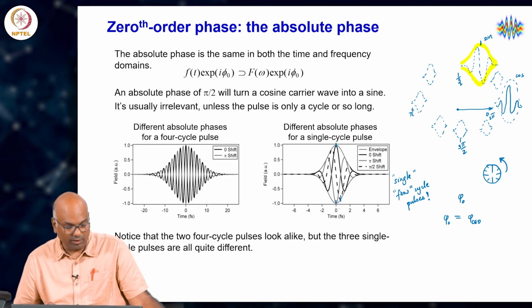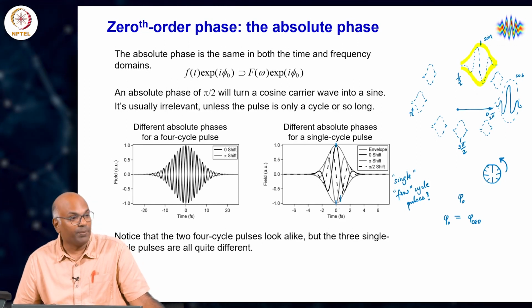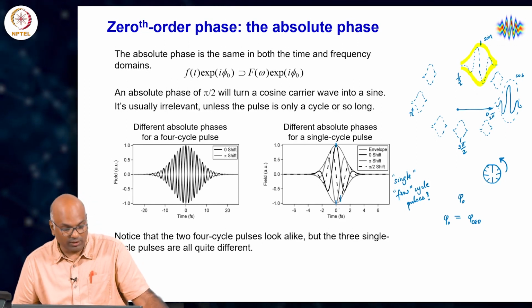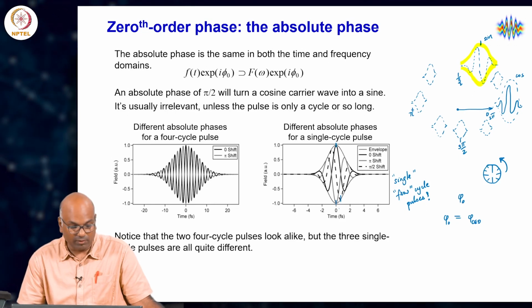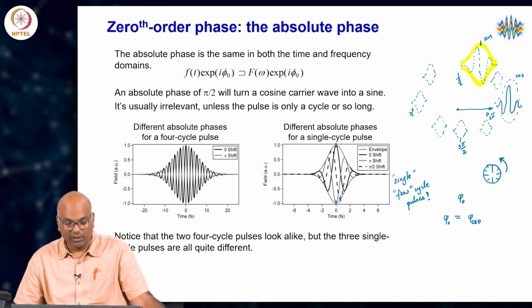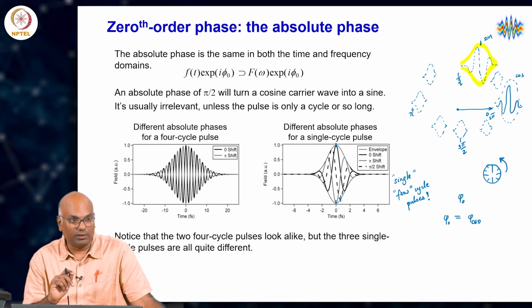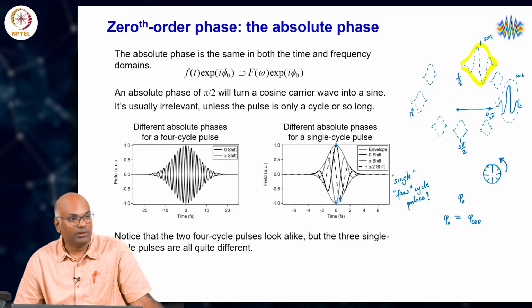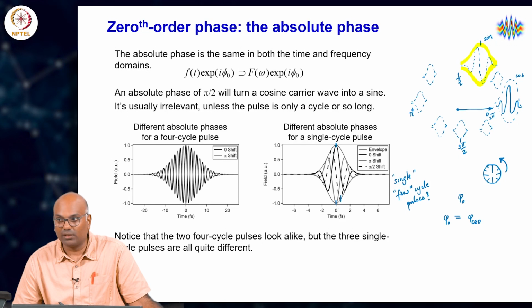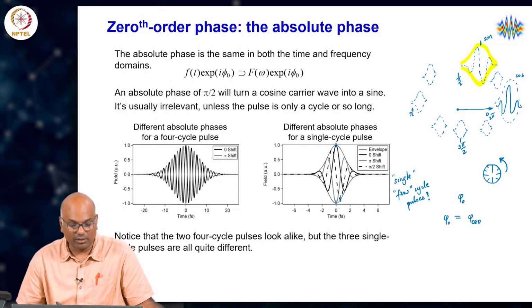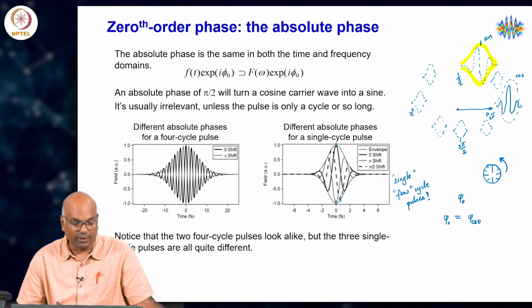Notice that the 4 cycle pulses look alike, whether phi naught is 0 or pi, whereas in the case of a single cycle pulse, even a tiny tweak of phi naught changes its appearance a lot more very quickly.